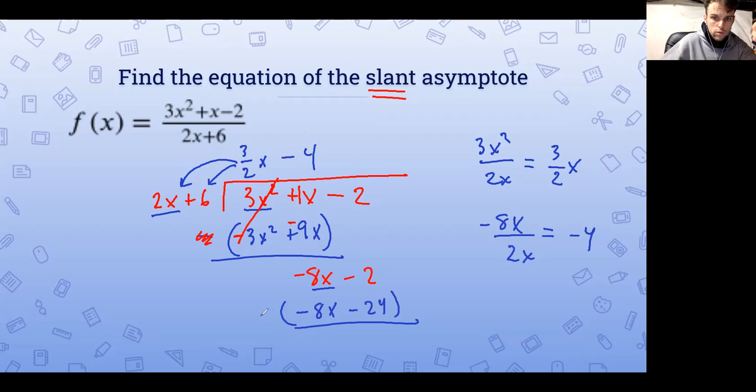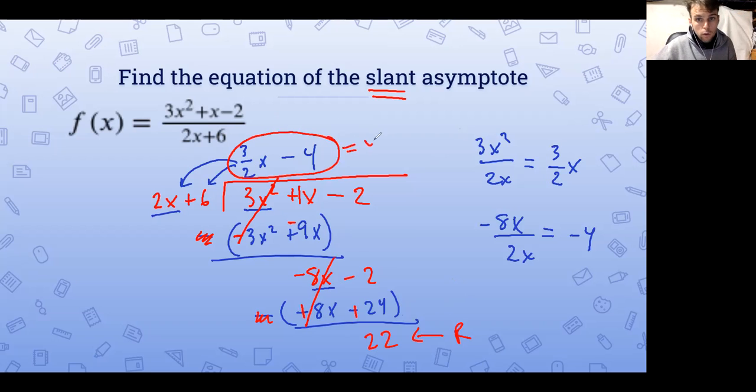And we need to subtract that. Negative, this is going to become plus. This is going to become plus. Negative 8x plus 8x, 0. Negative 2 plus 24 is 22. This is our remainder. And again, unless it's 0, which would mean this is a factor of that, I don't really care. Since it's not 0, this is our asymptote. y equals that is our asymptote.